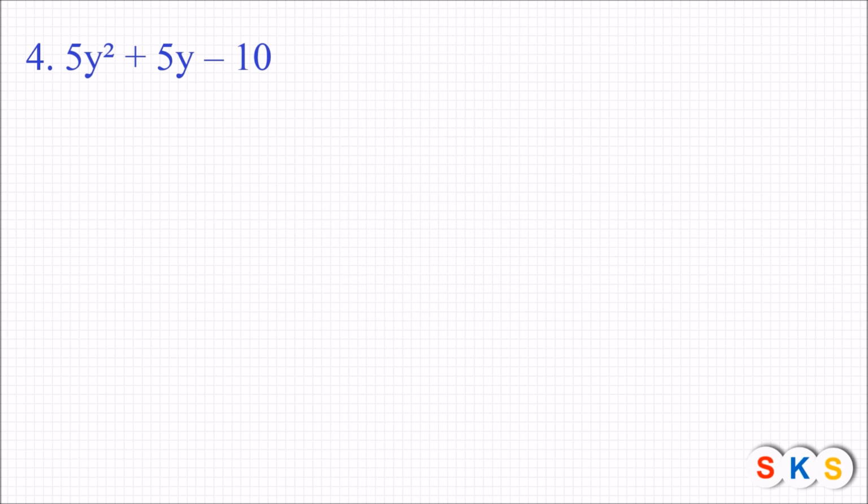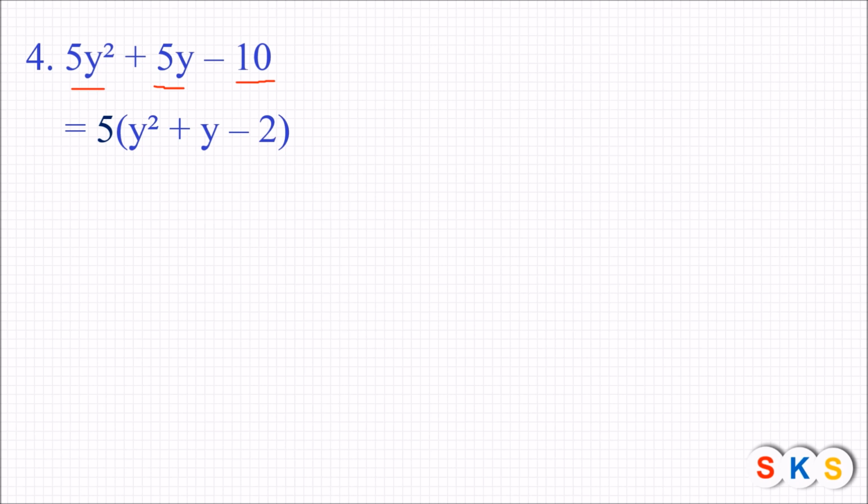Here we have question number 4. In this question you can see that 5 is common, right? You can write 5y square as 5 into y square, 5y as 5 into y, and 10 as 5 into 2. So there is a common number in all three terms, that is 5. So we will take 5 as common. What do we get in the bracket? y square plus y minus 2.